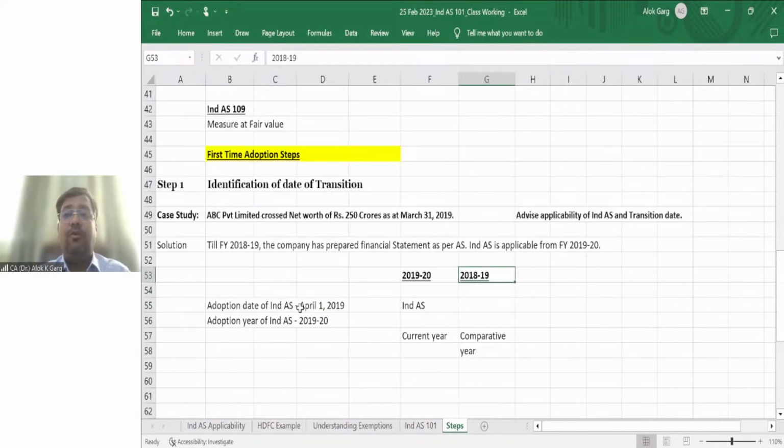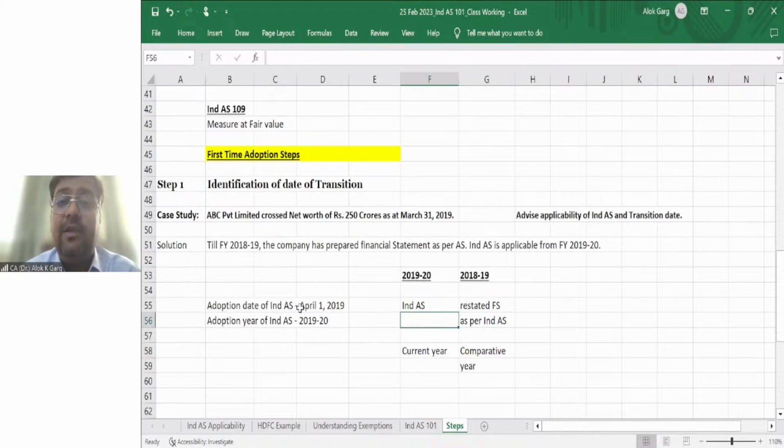This year's financial statement is already prepared as per accounting standard. For this year, the financial statement has to be restated as per Ind AS. Right? In the current year, the company is adopting Ind AS. The current year financial statement will be fixed, right? Because on 1st April 2019, the company was required to apply Ind AS, right? But since 1819 was already published, and 1819 was as per AS, for the sake of comparative information, the company has to restate the comparative period financial statement as per Ind AS. I hope it is clear to all of you.